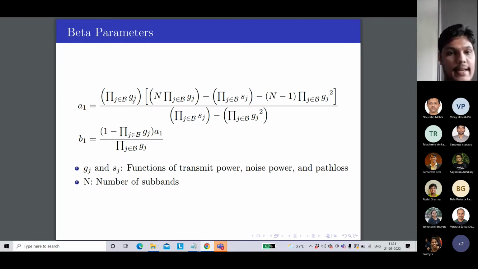Here G_j and S_j are functions of transmit power, noise power, and path loss. So once we know the transmit power, noise power, and path loss, we can compute these beta parameters. And once we compute the beta parameters, we can calculate the CDF directly by substituting in the incomplete beta function. So this is the achievability for JT. Now let's see the same achievability for OT.